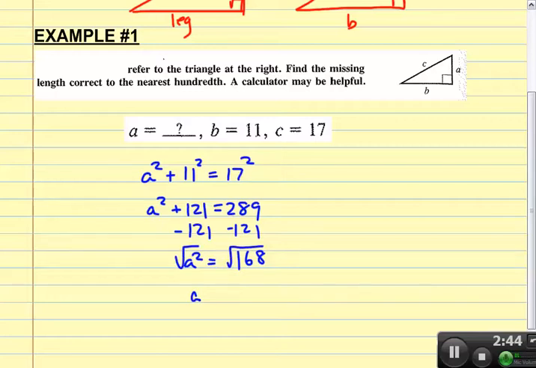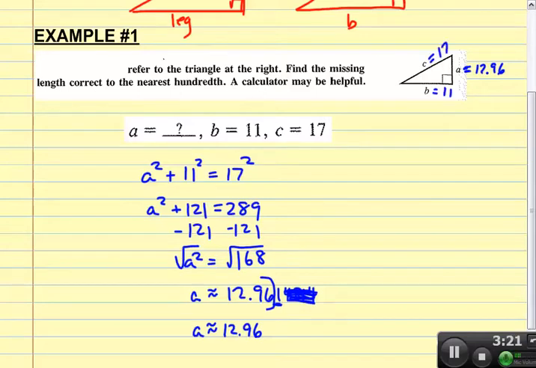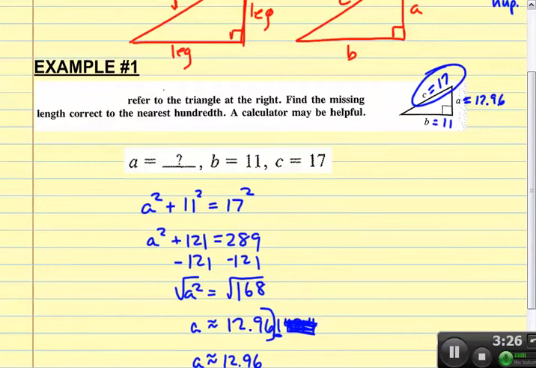We take the square root of both sides, and A is approximately the square root of 168, which is approximately 12.9614814. They said round to the nearest hundredth, that's 2 places, so A is approximately 12.96, because the next digit is not big enough to round up. B was 11, C is 17. Something you should know is that the hypotenuse is always the longest side. C is always bigger than A or B by itself. A plus B is always bigger than C, but C is bigger than either of the two legs. It's the longest side.